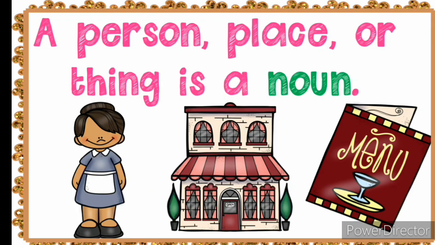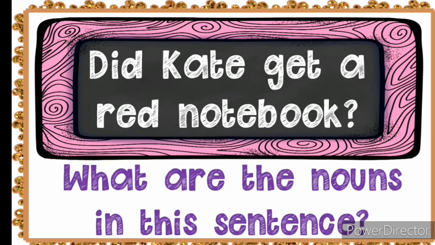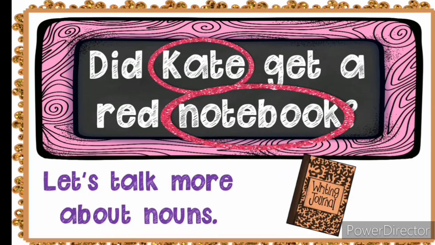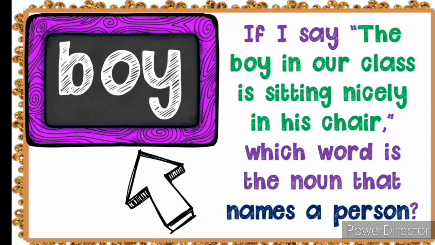Now, remember that a noun is a person, place, or thing. Now, a person, place, or thing is a noun. Did Kate get a red notebook? What are the nouns in this sentence? Now, let's talk more about the nouns. Now, Kate and notebook are the nouns in this sentence.